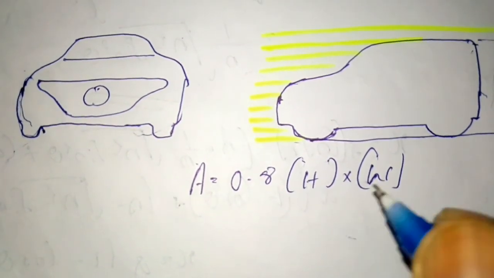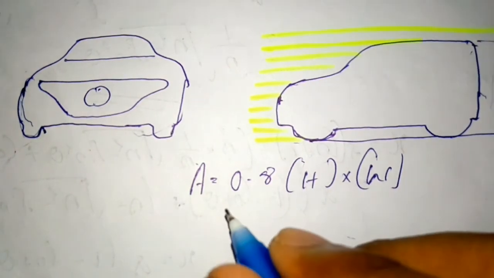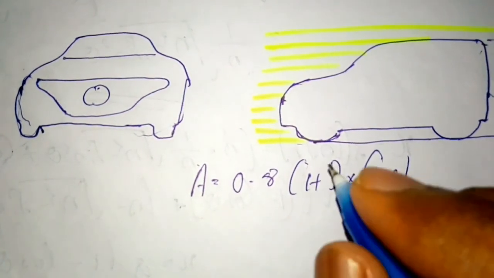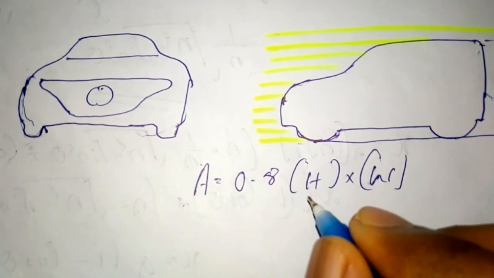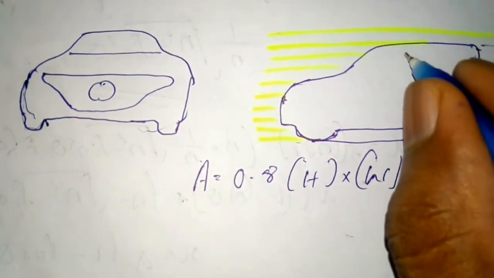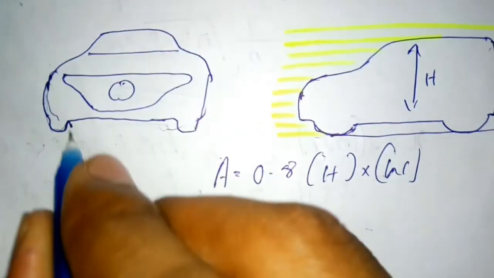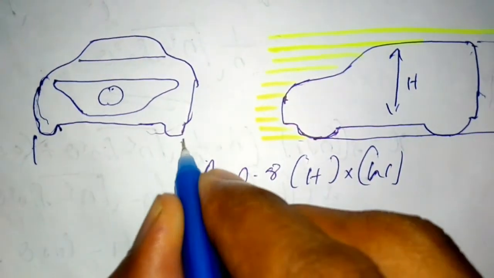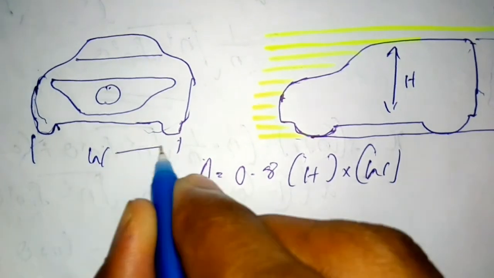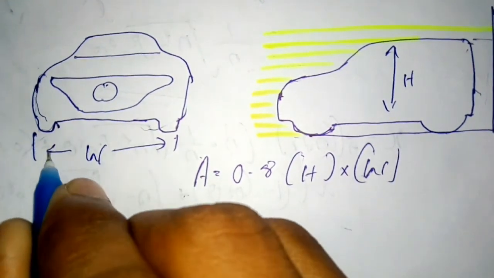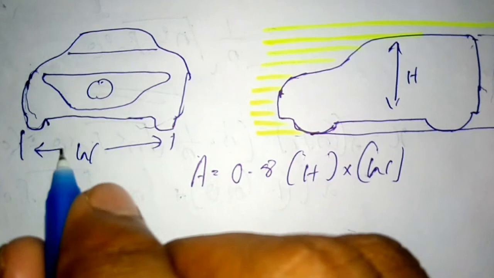So we can simply get the height of the vehicle, which is this, and the width of the vehicle, and we can simply find the product of it and find the 80% of that product. It will be considered as the projected frontal area.